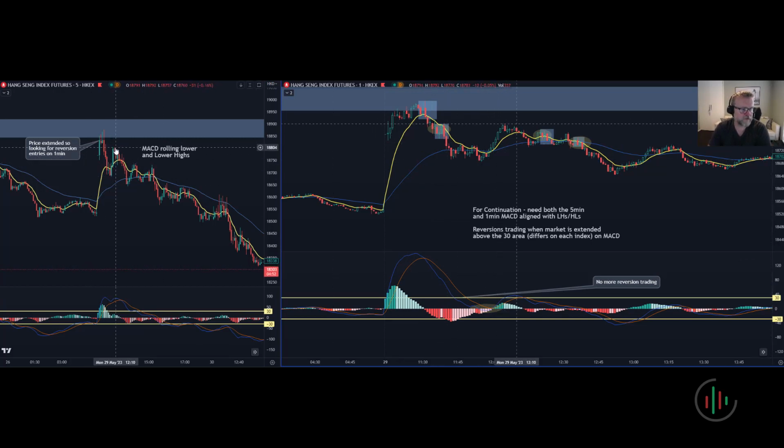It's not really extended on the 5 anymore, but we can start to see the MACD is still extended. We're starting to get that roll. Ideally, we start to turn in more of a continuation style trade on the 1, okay? And you can see that it's starting to roll over on the 5, all right?